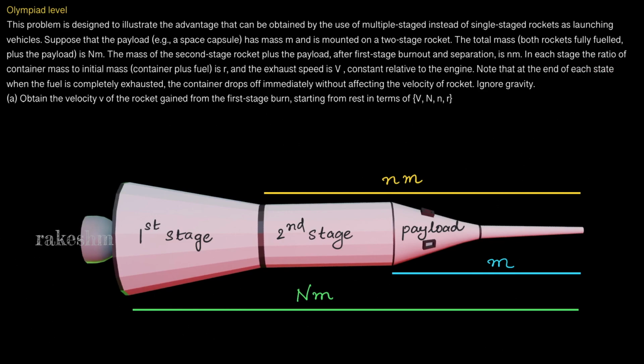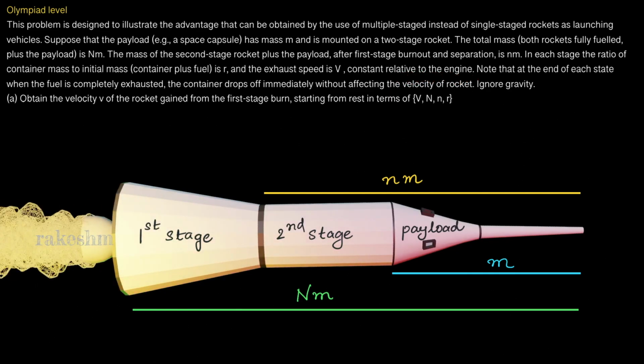In each stage, the ratio of container mass to initial mass, that is container plus fuel, is r. So he is giving us that in each stage, the fraction of container mass is r. The mass of whatever structure is there, divided by the mass of the structure plus the mass of the fuel, is r. And the exhaust speed is v, constant relative to the engine. So the exhaust speed of these gases is v, which is constant relative to the engine. Note that at the end of each stage, when the fuel is completely exhausted, the container drops off immediately without affecting the velocity of the rocket.